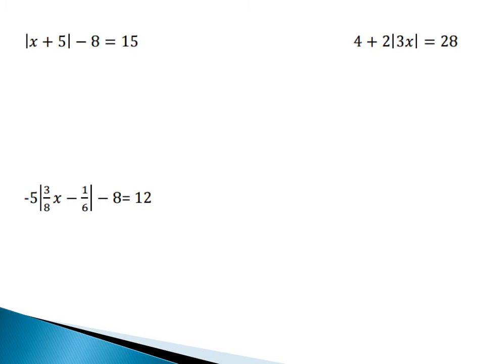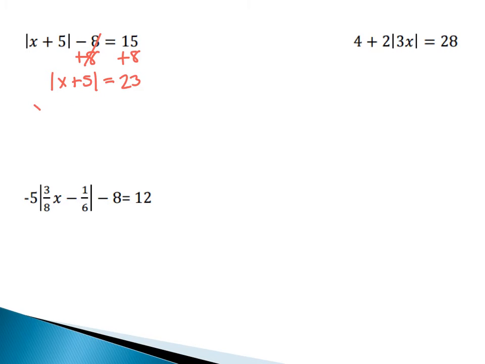First one, I have the absolute value of x plus 5, minus 8, equals 15. Step 1, we're going to take anything on the outside and move it to the other side. So I'm going to take this minus 8, move it across by adding 8. It's going to cancel out here, leaving me with the absolute value of x plus 5 is going to equal 15 plus 8 is 23.